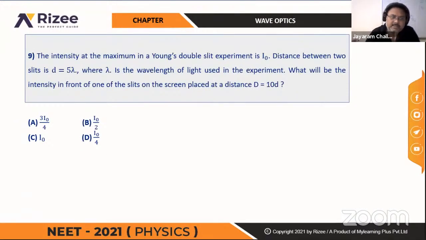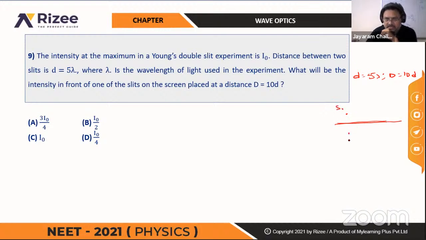Next, the intensity at the maximum in a YDSE, Young's double slit experiment, is I naught. The distance between two slits is d, equal to 5 lambda, he has given. So let's write down the information. Small d is equal to 5 lambda and capital D is equal to 10 times small d. And what will be the intensity in front of one of the slits on the screen? What does in front of one of the slits mean?